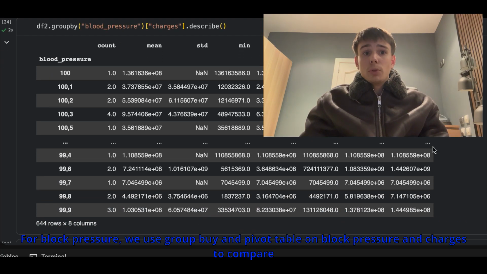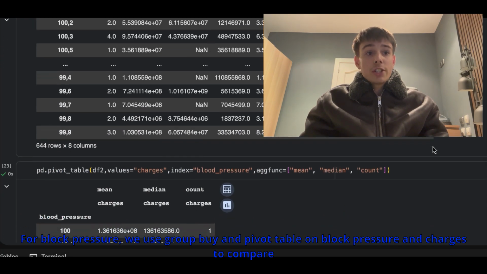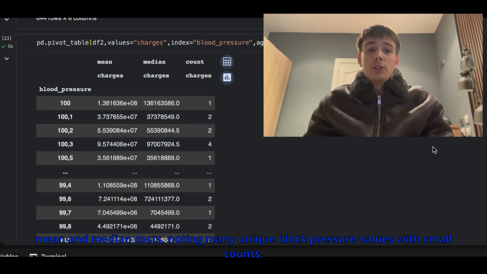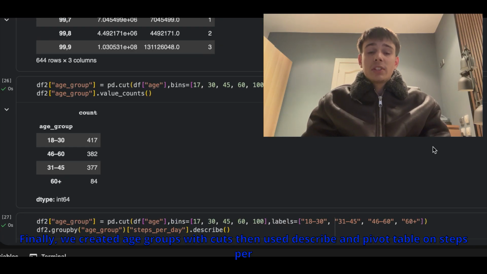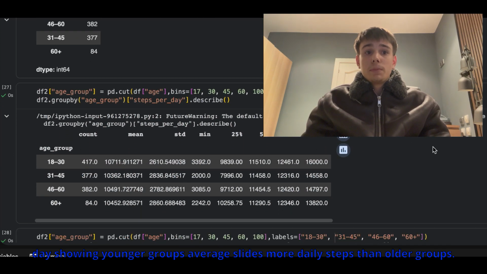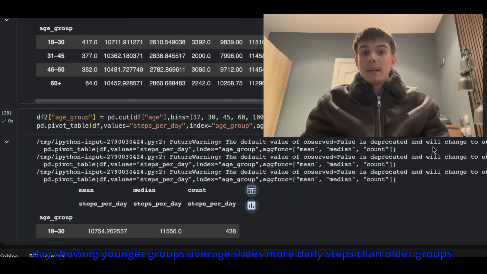For blood pressure, we use group by and pivot table on blood pressure and charges to compare mean and median costs, noting many unique blood pressure values with small counts. Finally, we created age groups with cuts, then used describe and pivot table on steps per day, showing younger groups average slightly more daily steps than older groups.